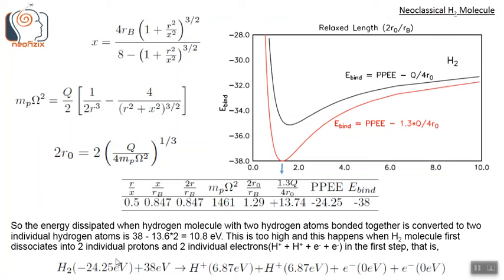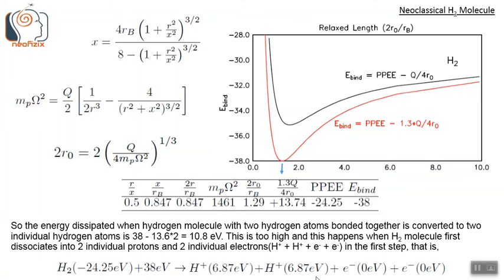So if this happens in the first step, that is this process shown here, H2 is supplied with 38 electron volts because E bind is minus 38. When the H2 molecule is supplied with 38 electron volts, it gets split into its bare individual components, H plus. We get two H plus and two E minus, two free electrons.